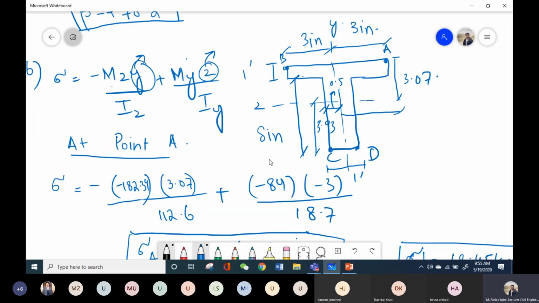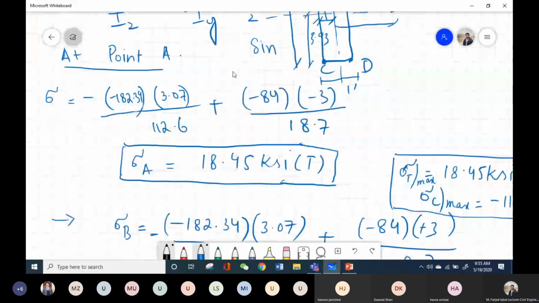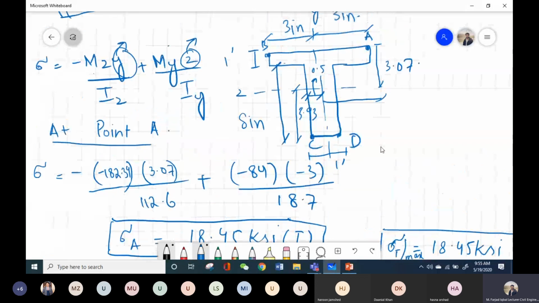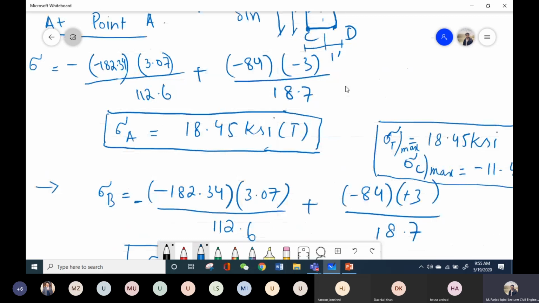Okay, so let's look at point B. In point B, I have used 3.07, which is the y distance, because again, the y distance is this one for point B, and it is in the positive y-axis. And the z distance is this one. Now it is also in the positive z-axis, so I have taken the positive sign with this z distance, as you can see here. So this is how you will finalize the sign for these distances. Any other question?